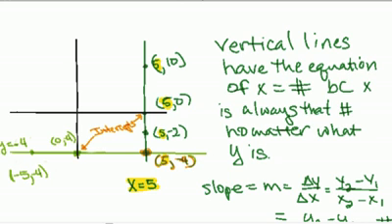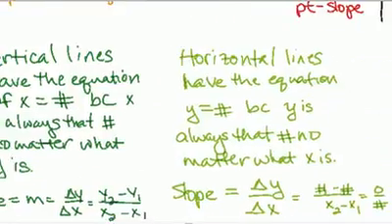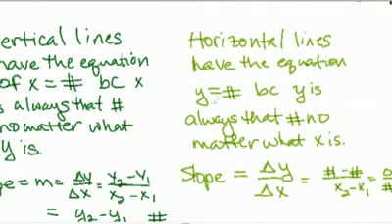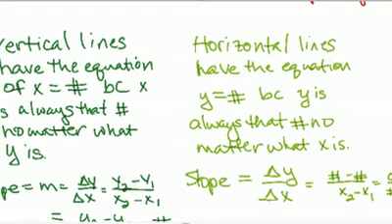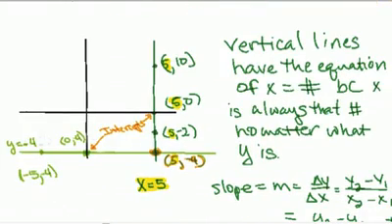And by the same token, if we had a horizontal line, it would be y equals that number, the y value, because y is always that number, no matter what x becomes. Like in this case, y equals -4 is the line. The y-intercept is (0, -4), and then this point again. So we were looking at different x values, and the y values stayed the same.